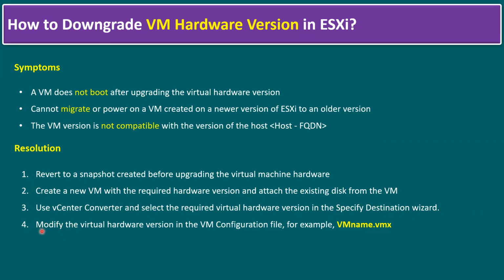This option is to modify the virtual hardware version in the VM configuration file. VM configuration file means the virtual machine name dot VMX file. Generally, the VMX file consists of all the virtual machine hardware configuration information. This file we have to modify. If the hardware version is 20 and you want to downgrade it to 19, 18, 17, or any lower version, you can just modify it within the .vmx file. This option I will show you now.